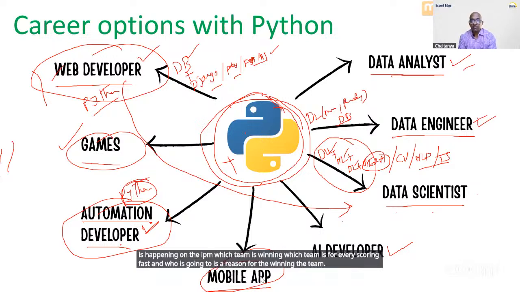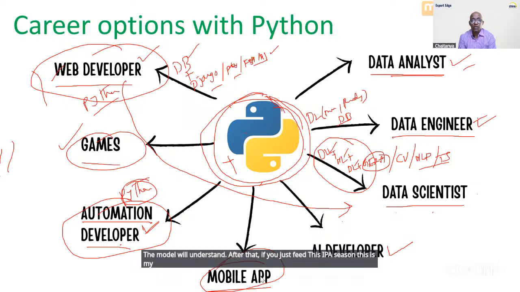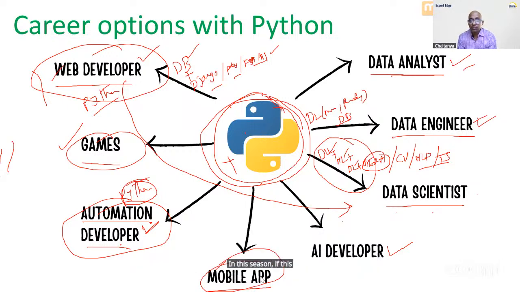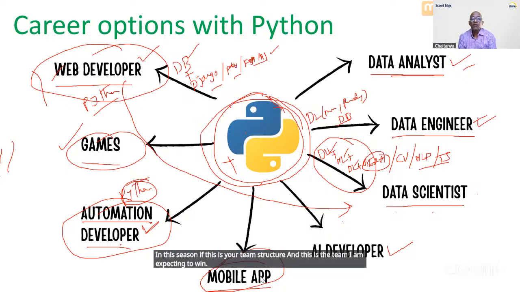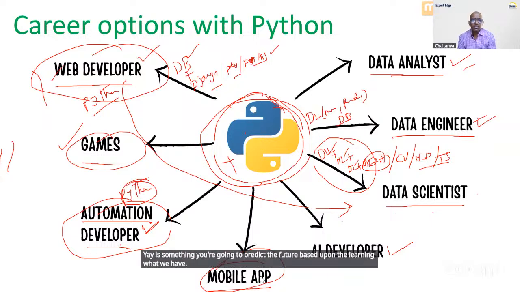The model will understand. After that, if you feed in this IPL season, these are my teams, these are my players, this is my schedule, then my model is going to predict something. It will say, as per my learning from the last 8 IPL seasons, in this season, if this is your team structure, this is the team I am expecting to win. My winning confidence is, let us say, 77% or 82%. AI is something that predicts the future based upon the learning we have. It is something like a human brain.